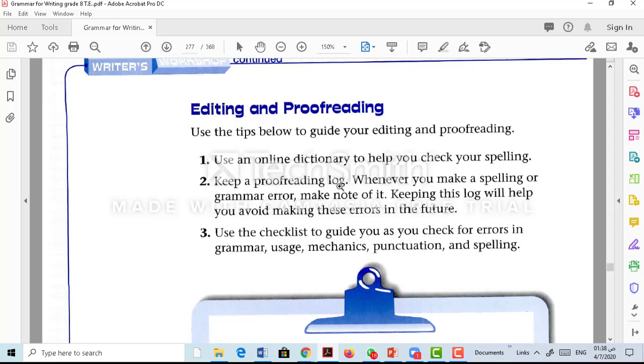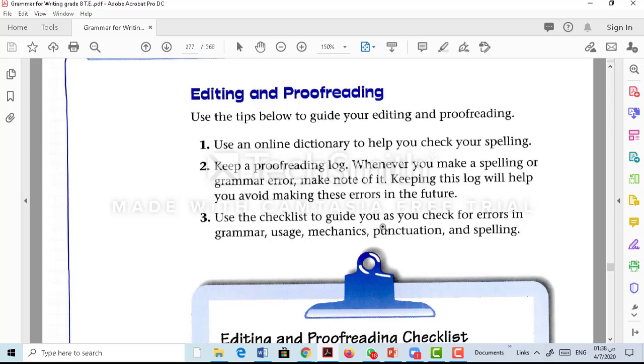Keep a proofreading log. What's a proofreading log? Whenever you make a spelling or grammar mistake, you record it somewhere so that you can easily revise them now and then to familiarize yourself with the errors that you fell into before, and then use the checklist to guide you as you check for errors in the grammar.